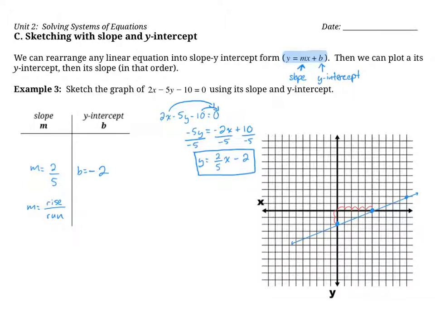And these are your 3 methods to graphing a line: your table of values, using your x and your y-intercept, or using slope and the y-intercept.